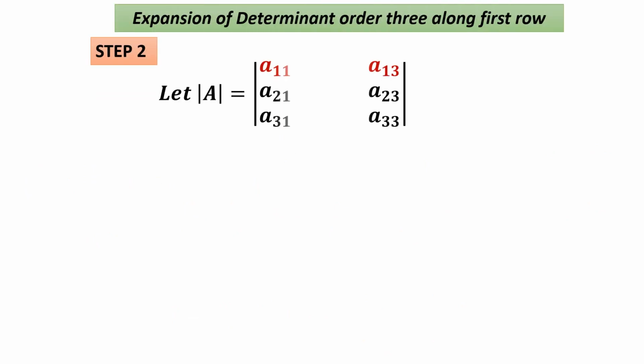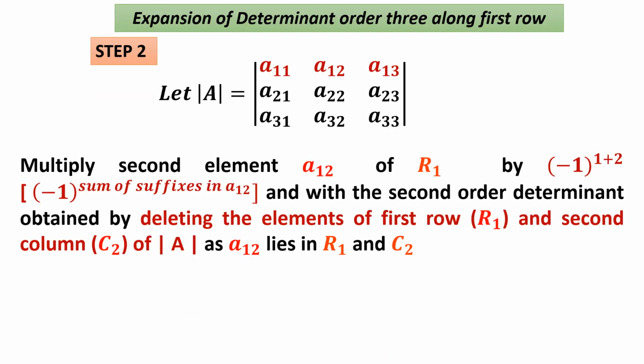Step 2. We have to take the second element, that is A12. Multiply A12 by minus 1 whole power 1 plus 2. Where did this 1 plus 2 come from? From A12, 1 plus 2. A12, therefore whole power 1 plus 2, the sum of suffixes of A12.